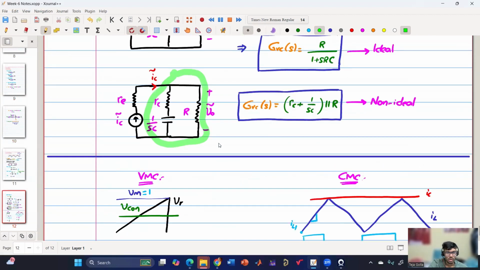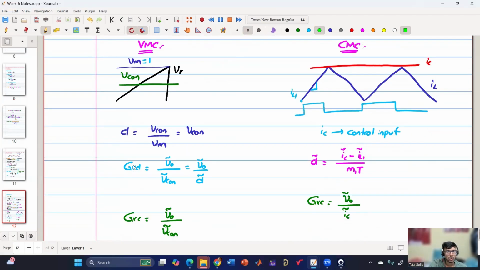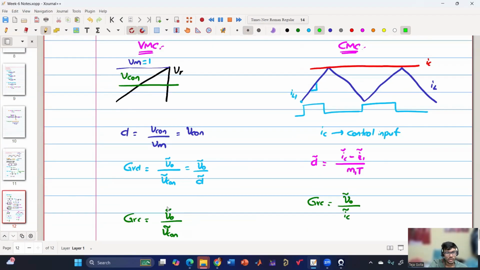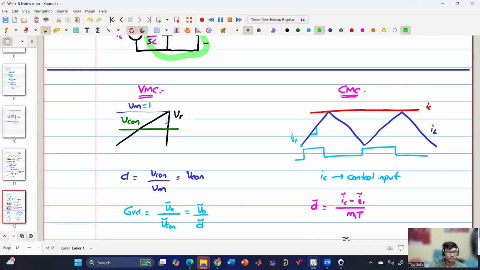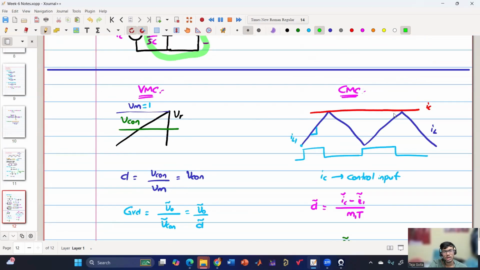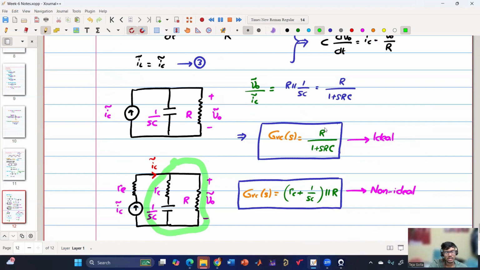So the basic difference between voltage mode and current mode control is, in voltage mode control, the control input is Vcon. So the control to output transfer function is V naught tilde by Vcon tilde. However, Vcon tilde will become D tilde if my Vm is 1. If my Vm is not 1, then they will not be equal, but there will be a scaling factor. In the case of current mode control, the control input is IC tilde. So my control to output transfer function is V naught tilde by IC tilde. And that we have calculated for both ideal as well as non-ideal buck cases.